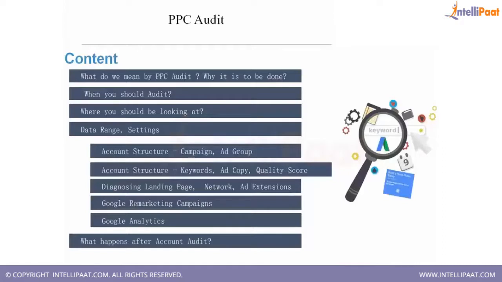After that all is being done, we would be looking at how to go about diagnosing a landing page and the network along with the ad extension. So one should look at each and every other aspect, whatever we have covered so far in our past videos. All that needs to be looked into, followed by the Google remarketing campaigns. So what all audience lists have been created? Are they really capturing data or not? The customer list, the audience list is growing or not? And is it effectively made for each and every step which a customer can take on your website? So that all needs to be looked into while doing a PPC audit.